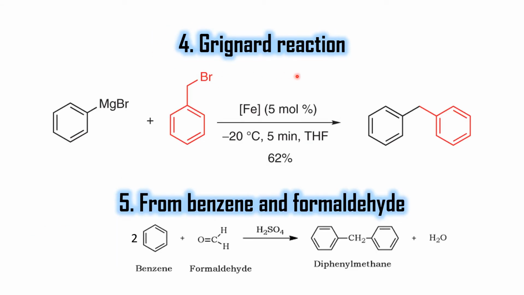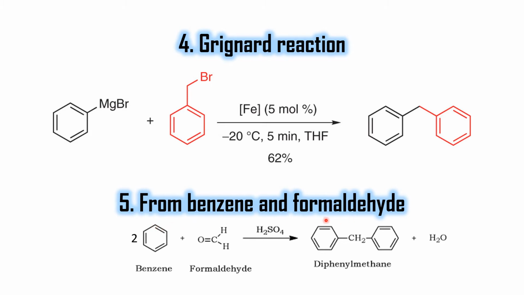It is also possible to get diphenylmethane with the help of a Grignard reaction. So phenylmagnesium bromide, if we treat it with benzyl bromide, these are the reaction conditions. By keeping them at minus 20 degrees Celsius, with tetrahydrofuran as a solvent and a ferrous catalyst, diphenylmethane can be synthesized. There is loss of MgBr2, which acts as a good leaving group.